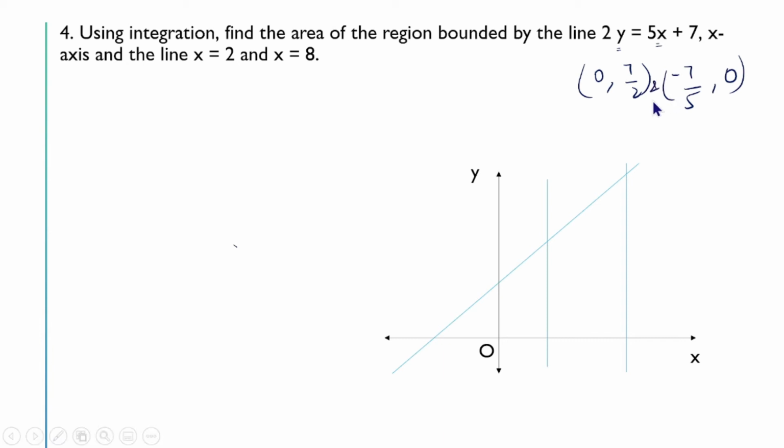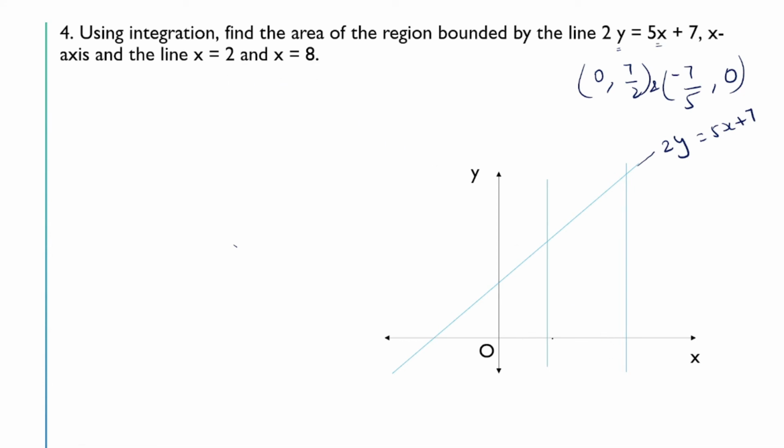So using these 2 points, we can just draw a straight line roughly which covers these 2 points. So this point is roughly 0 comma 7 by 2 and this point is roughly minus 7 by 5 comma 0. So if we join these 2 points, we will get the line 2y is equal to 5x plus 7. So this is the line 2y is equal to 5x plus 7. And then the lines x is equal to 2 and x is equal to 8.